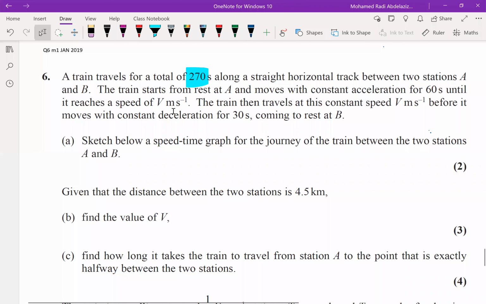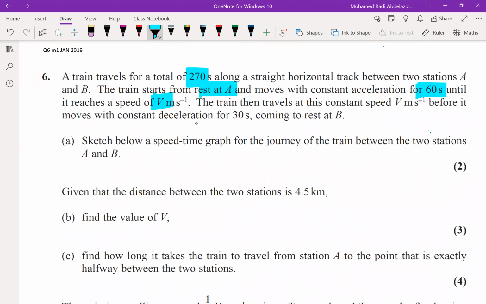Hi guys, in this tutorial I'm going to solve question number 6, Mechanics, Jan 2019. A train travels for a total time of 270 seconds along a straight horizontal track between two stations A and B. The train started from rest at A and moved with constant acceleration for 60 seconds until it reaches speed V.